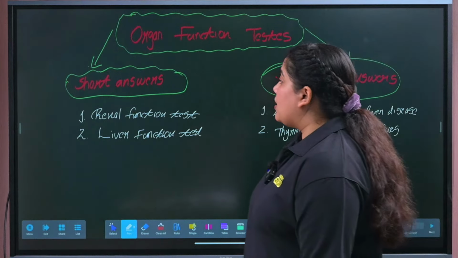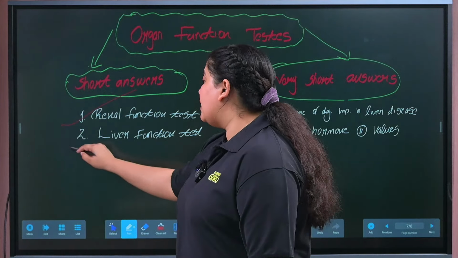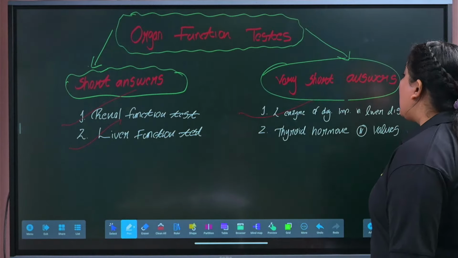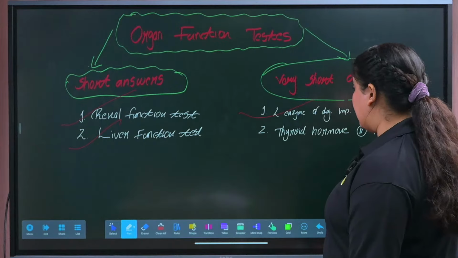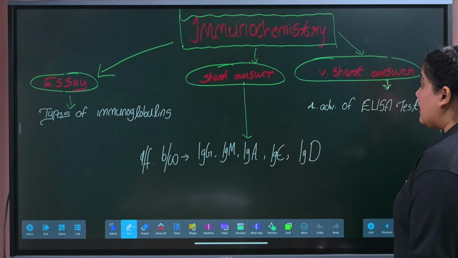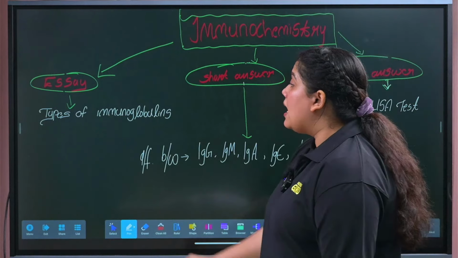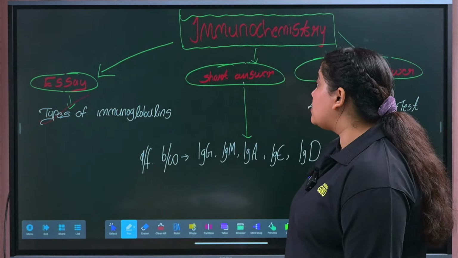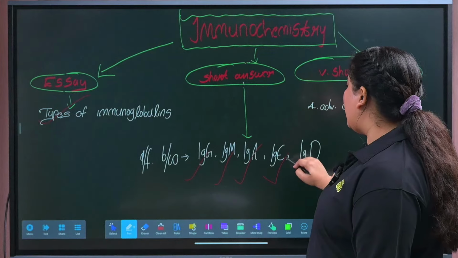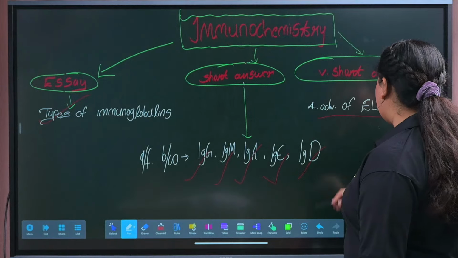And the 7th unit, what all are the questions we can expect? For short answer, renal function test and liver function test. Very short answer question, we can expect 2 enzymes and their importance in liver disease. Second, thyroid hormone normal values. Finally, the last unit, that is immunochemistry. From this chapter, the expected essay is types of immunoglobulins, and the short answer, difference between IgG, IgM, IgA, IgE and IgD. Very short answer question, advantages of ELISA test.